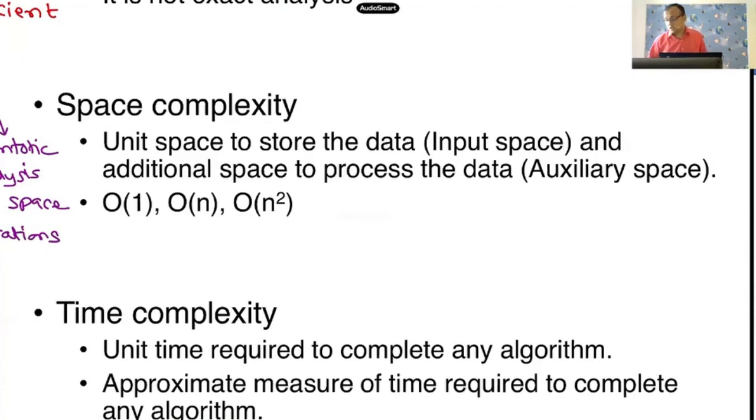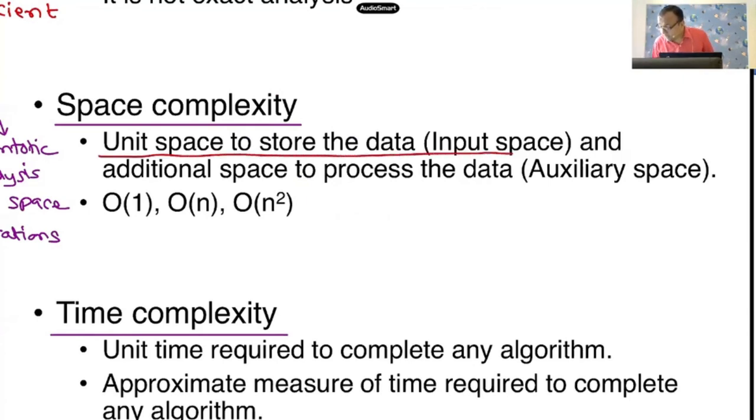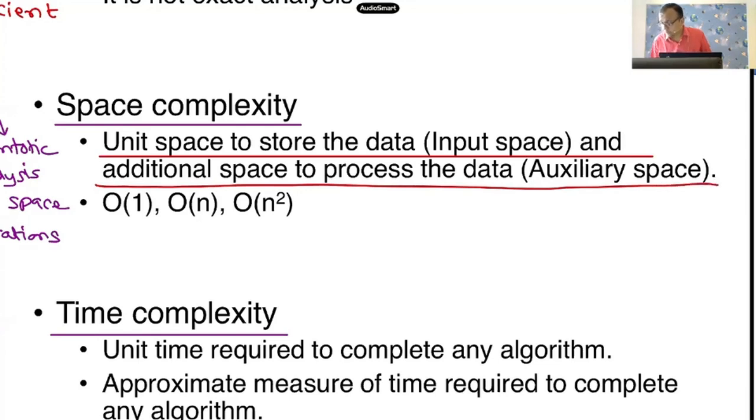The very first thing we want to talk about is space complexity, and after that we will take a look at time complexity. So, what is space complexity? It is the unit space required to store the data and the additional space required to process the data. When it comes to space complexity, there are two components involved, please make a note of that. The first is the input space, and the second is the auxiliary space.